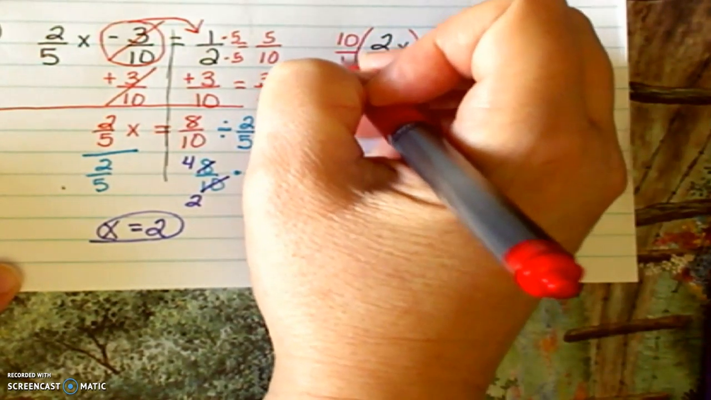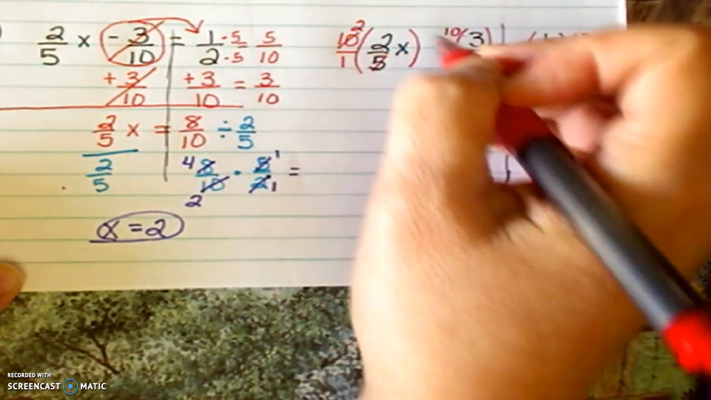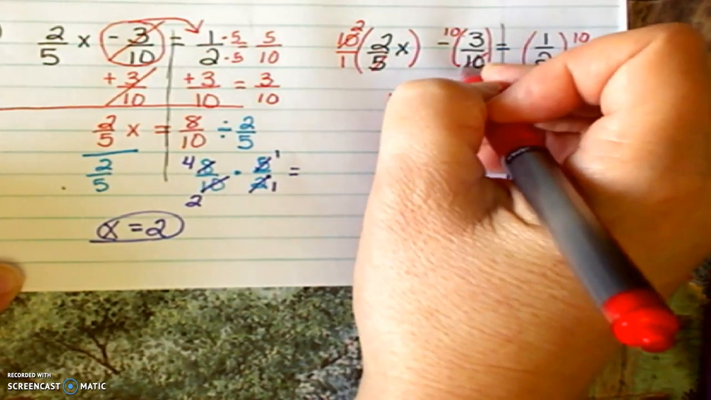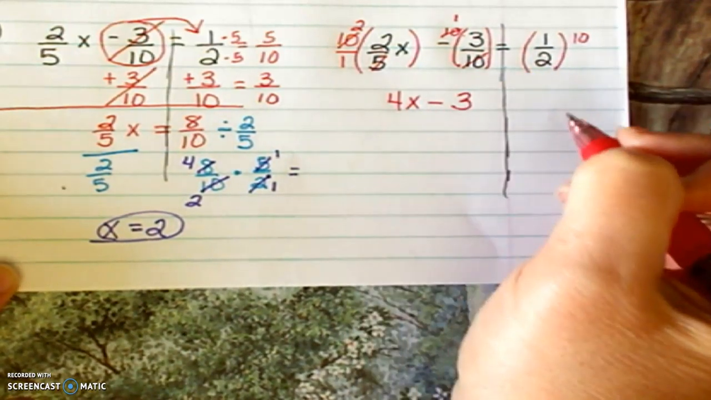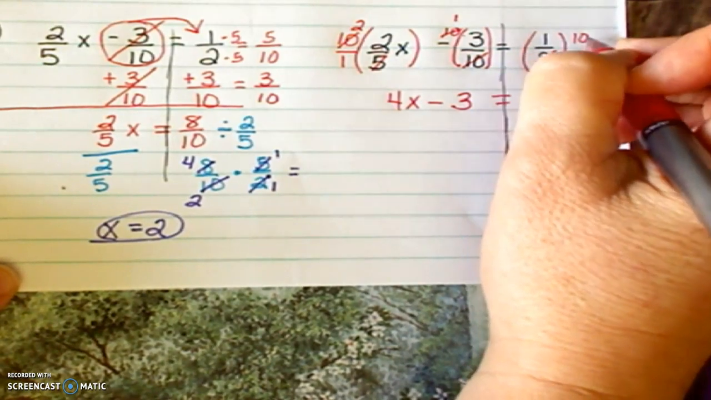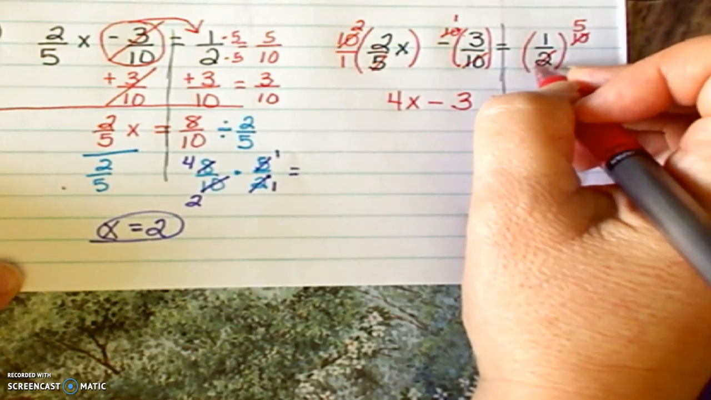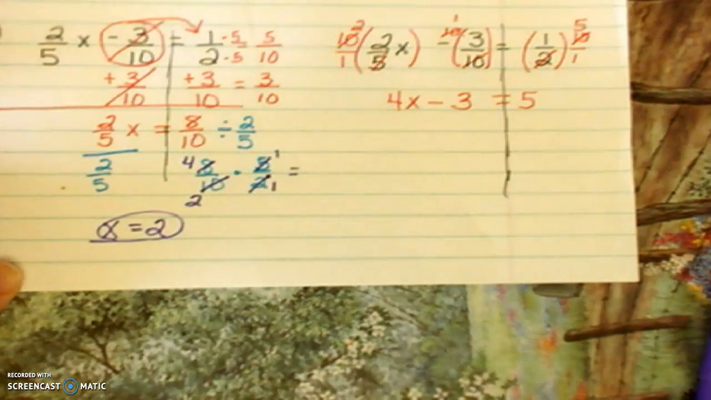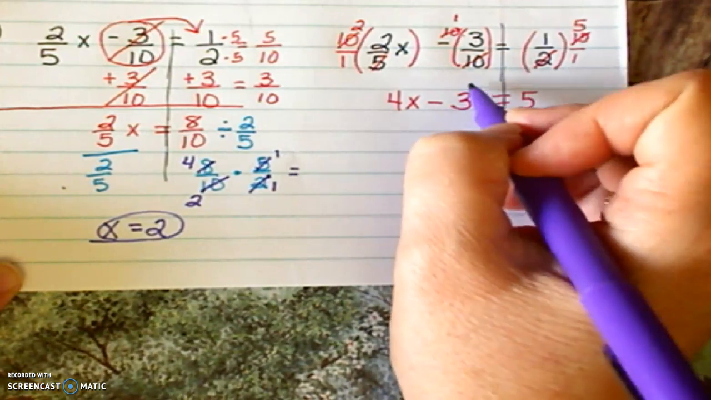So if I multiply the first fraction times 10, 5 goes into 10 2 times. 2 times 2 is 4. So we have 4x. 10 goes into 10 once. So 1 times 3 is 3. So we get 4x minus 3 on the left-hand side. On the right-hand side, 10 times 1/2 is 10 over 2, or 5. Or you could say 2 goes into 10 5 times. So you are left with the equation 4x minus 3 is equal to 5.